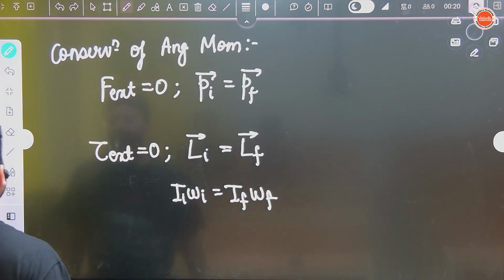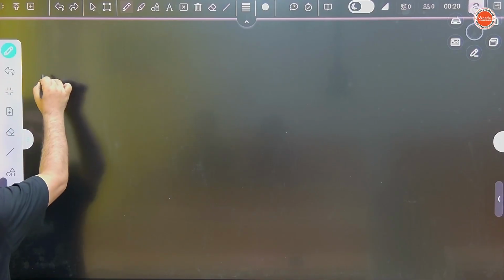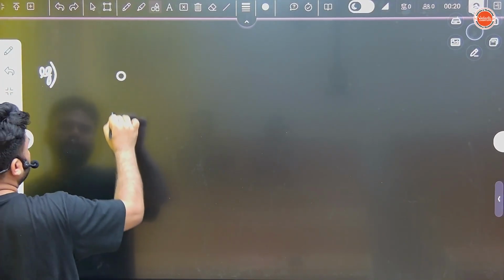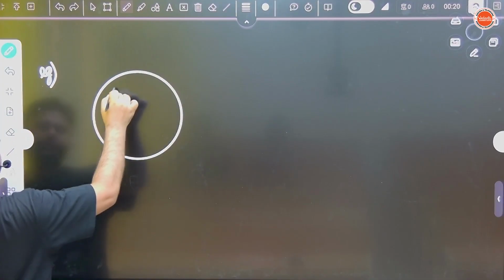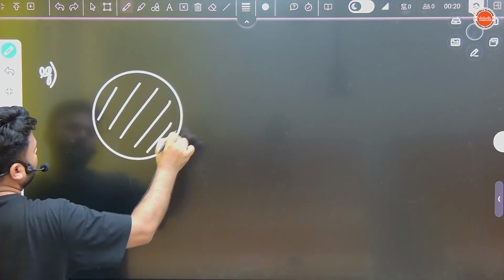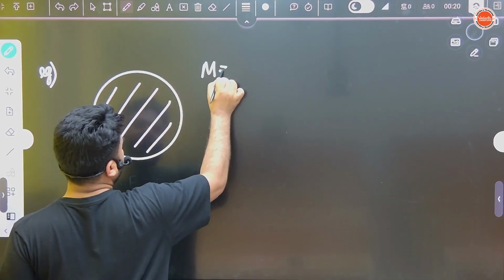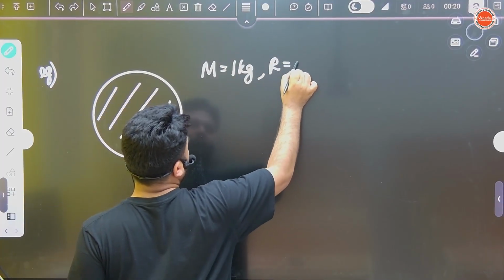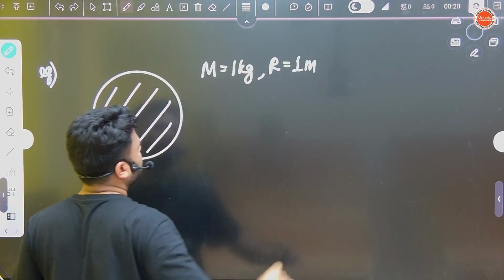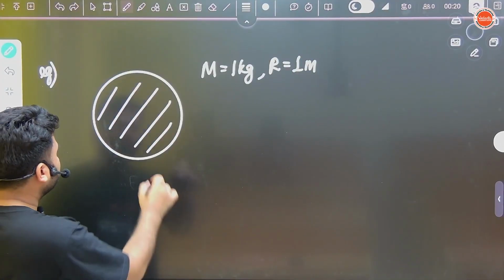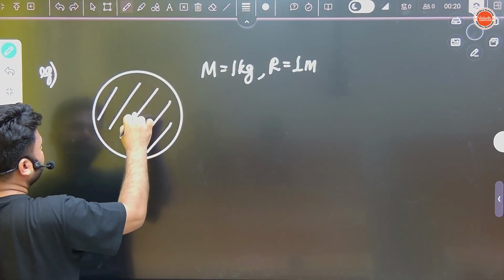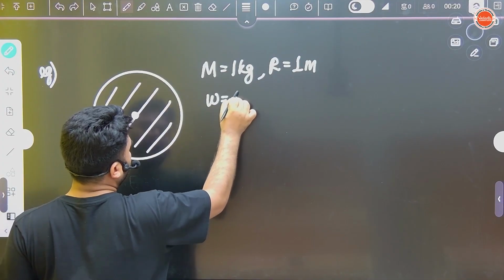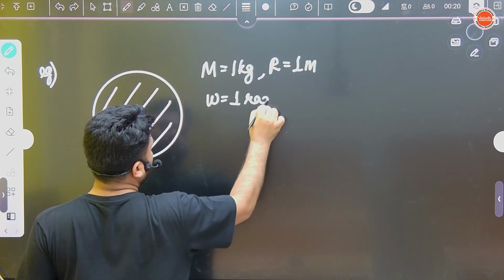For example, what kind of question can be asked here? They will say that there is a disc. This is the disc. Mass of the disc is 1 kg. Radius of the disc is 1 meter. And this disc is rotating about this z axis with angular speed 1 radian per second.